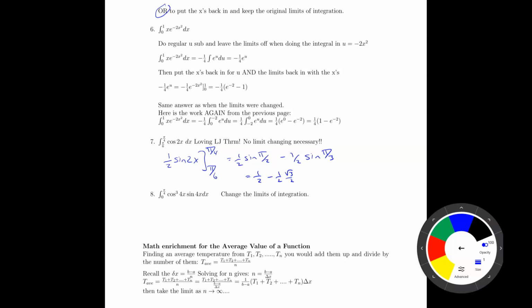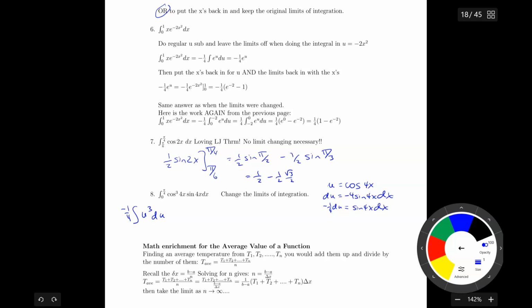This one here, number 8, we do need to change the limits of integration because this is going to be a more challenging integral. I can see by looking at this, this is cosine of 4x all to the third power. So I'm going to let u equal cosine of 4x. So du is negative 4 sine of 4x dx. So negative 1/4 du is sine of 4x dx. All right, so let's do it. So I have negative 1/4 u to the third du.